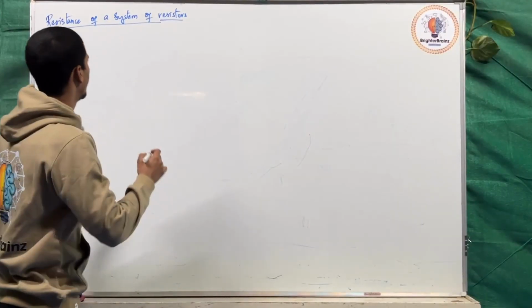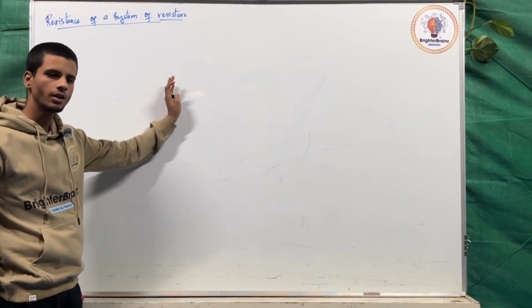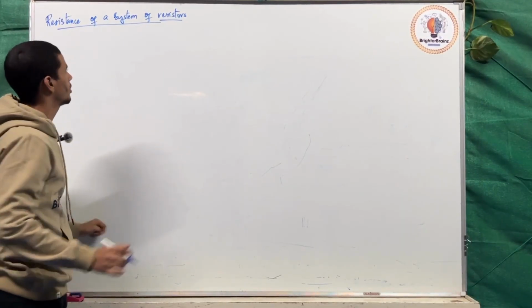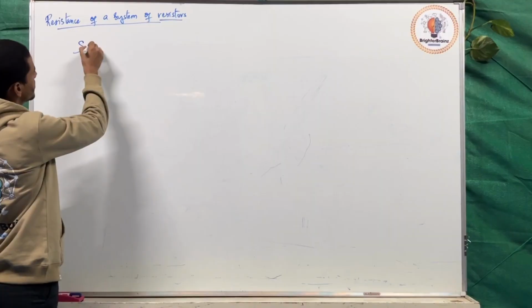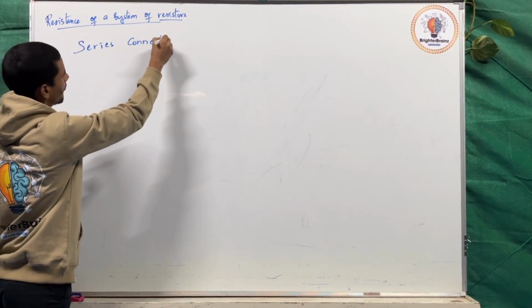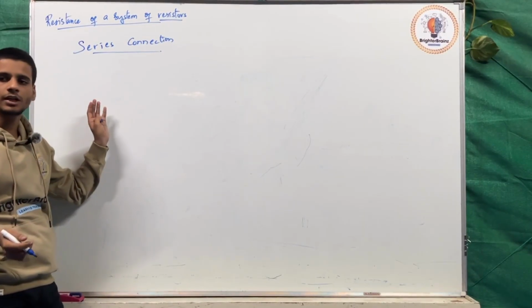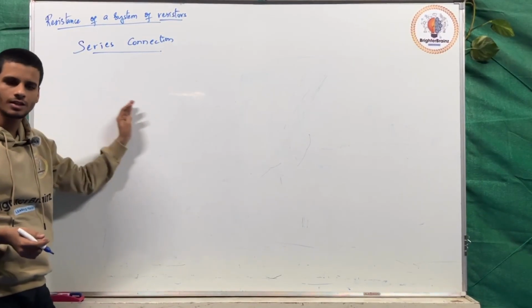Let us know how we need to find the equivalent resistance in a series connection and in a parallel connection. First, let us know the formula for series connection. R equivalent is nothing but the total resistance in a circuit.